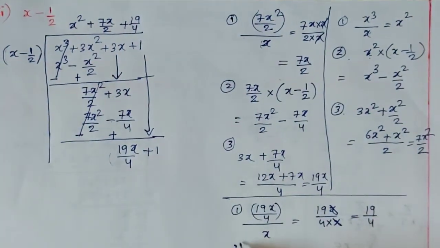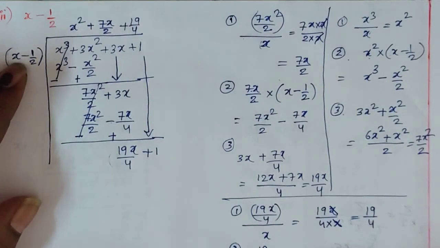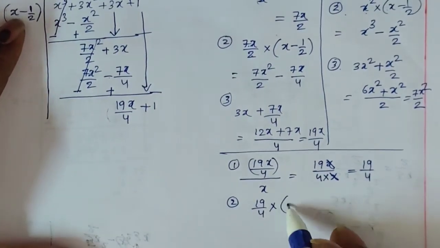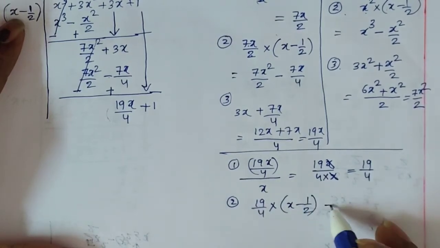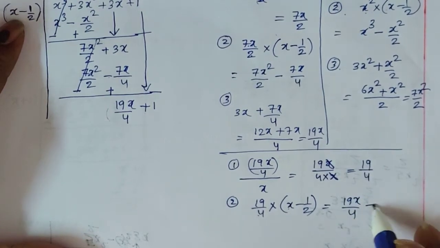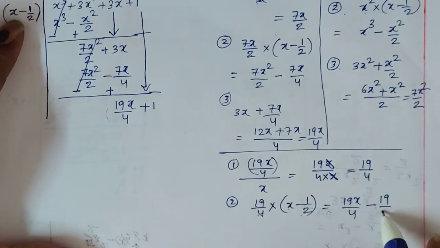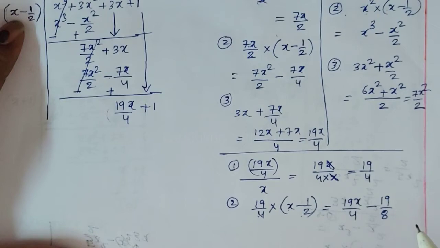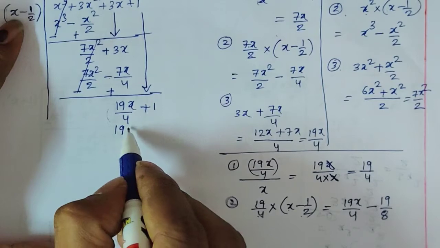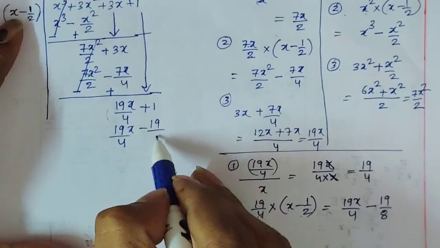Now with this 19 by 4, you need to multiply the divisor. What is the divisor here? X minus 1 by 2. So 19 by 4 into x will become 19x by 4 minus 19 into 1, 19. 4 into 2 will become 8, minus 19 by 8. So write this part just below it. So 19x by 4 minus 19 by 8.